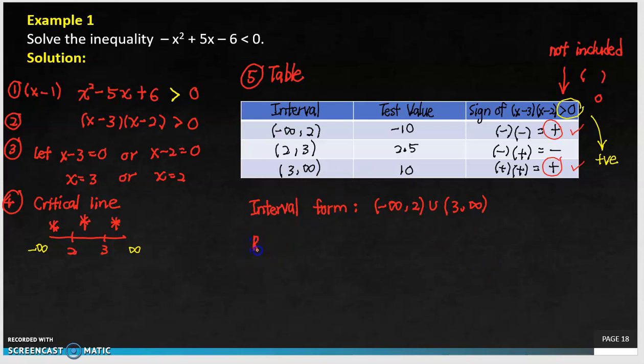So for the real number line, now we have two values. One is 2, another value is 3. Both of them are not included, so it's a circle. 2 approaches negative infinity, so here it approaches to the left hand side. And then 3 until positive infinity, so this one will point to the right. So here is the answer for example 1.